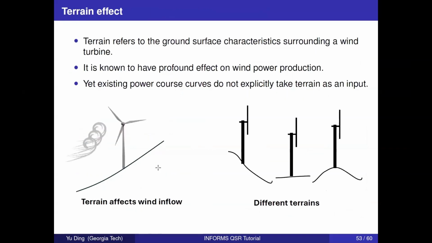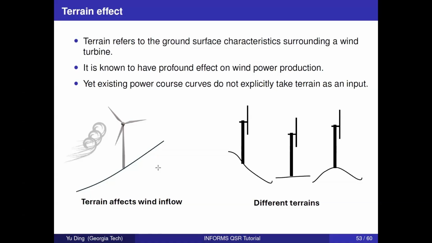Okay. The last topic I want to mention is really the terrain effect, right? Because if you have a flat terrain, of course, you don't really concern much about the terrain effect. But if you have a slope and other kinds of complicated terrain, the wind coming into the wind turbine is going to be affected by the terrain, okay? And we know the physics tells us if you have different terrains, you're going to have a profound effect on the wind power production.